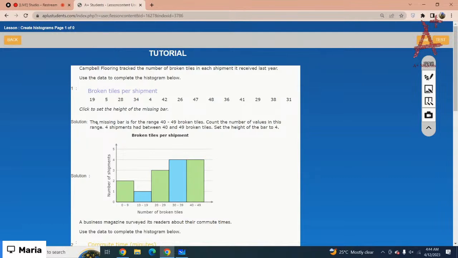You just need to count the number of values in the range. From 40 to 49: 1, 2, 3, 4. You have four values from 40 to 49. You can see here the number of shipments, so you need to calculate the shipments. The range 0 to 9 has 2 values, 5 and 4. Then from 10 to 19, there is just 1.